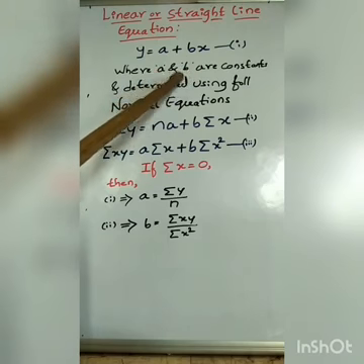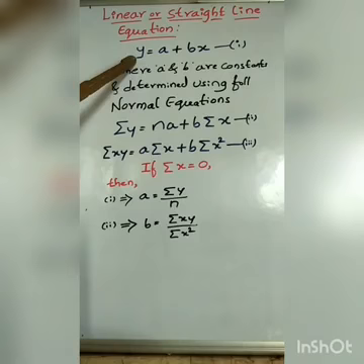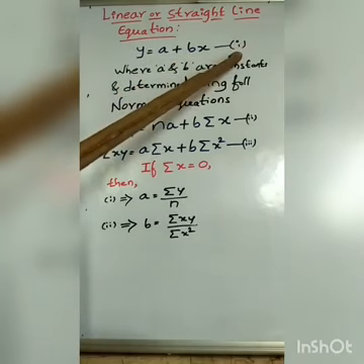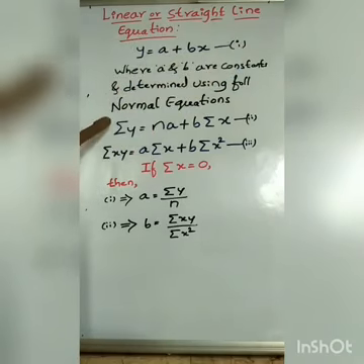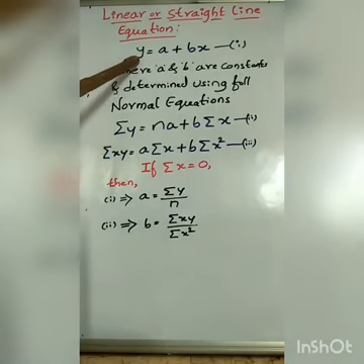To determine these a and b values, we use these normal equations, which are exactly derived from the main equation which we have given as equation 1. Let us concentrate here on equation 2 and equation 3 as normal equations, how we will be able to get them from this particular base equation.